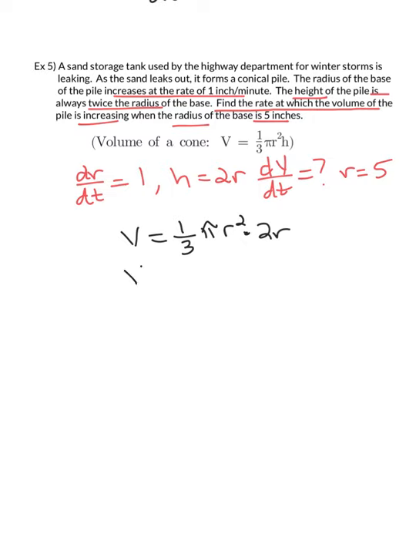Next, I'm going to clean up this formula so it's a little bit easier to do the derivative of it. If I take the 2 times the 1/3, I get 2/3. I'm going to keep the pi. r squared times r gives me r cubed. Now I have a formula that has only r and V in it. And that's good because the only derivatives I knew were for r, and V is the one I'm looking for.